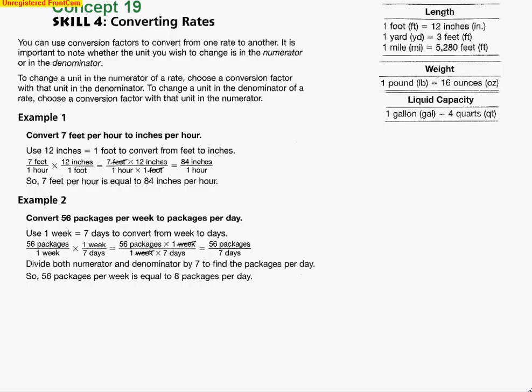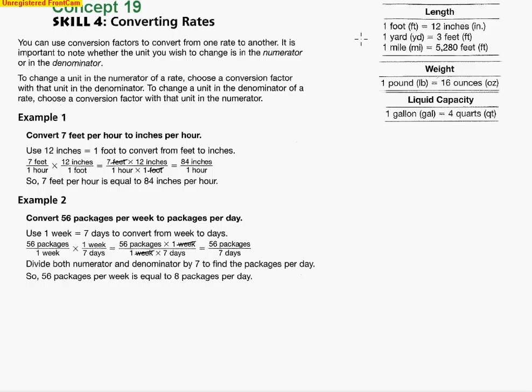This is the tutorial for Concept 19 Skill 4, Converting Rates. Here we're using the standard or customary system, which doesn't have specific bases or prefixes that represent powers of 10. So now we have to understand these conversion factors.